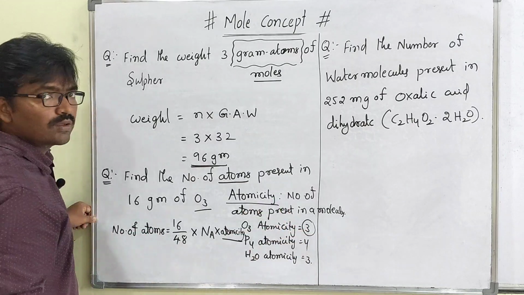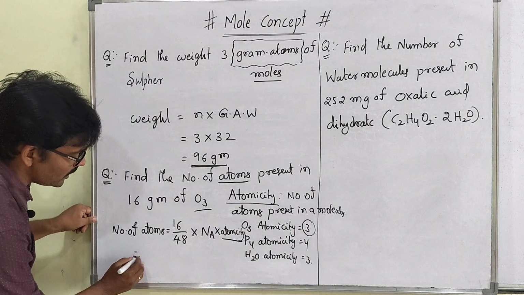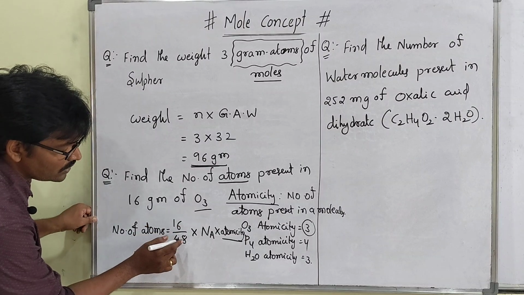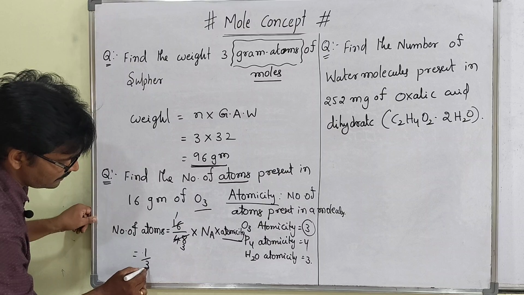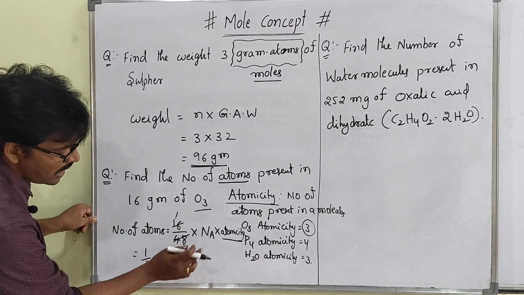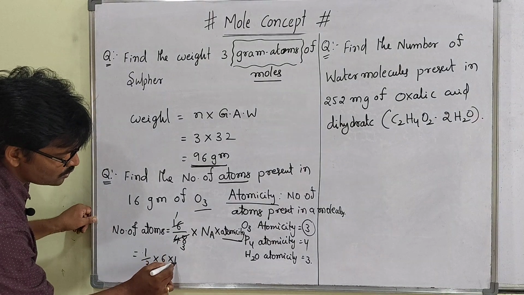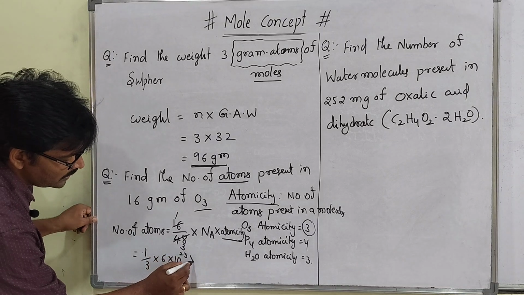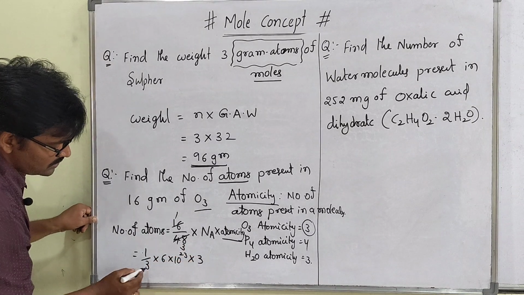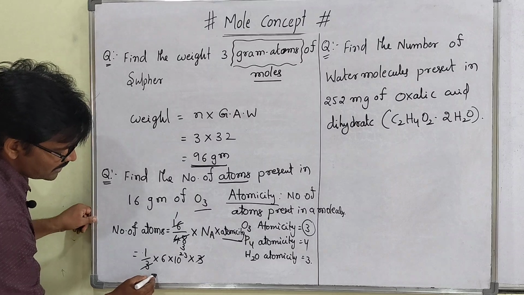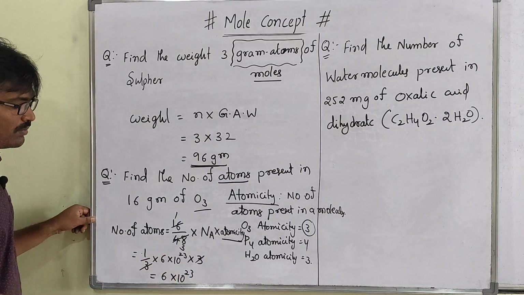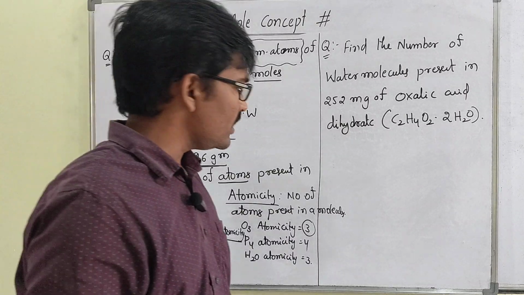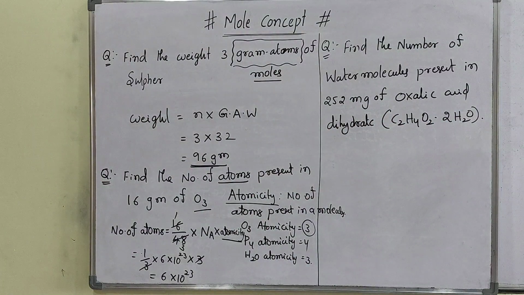Atomicity of the O3 molecule is 3, so that you have to take. Sir, 16 over 48 is 1/3, into Avogadro number 6 into 10 to the power of 23, into atomicity 3. So the 3s cancel, and you get 6 into 10 to the power of 23, that is, Avogadro number of particles. Clear, my dear students? Understand, all of you? So then one more question we will see.